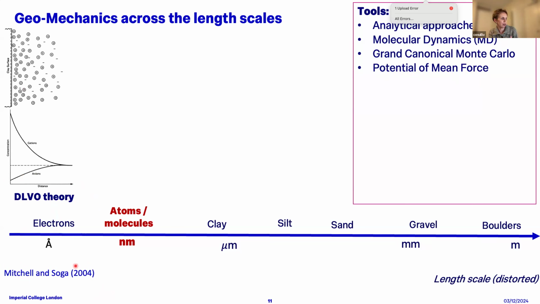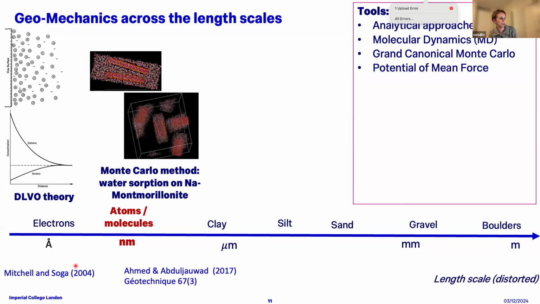But what's happened, and these techniques have been around since the late 1950s, is that in recent years we're seeing geotechnical engineers exploit Monte Carlo simulations and molecular dynamics to look at computational chemistry and its application in soil mechanics. And there's been a lot of work looking at water absorption and the interaction of water molecules with montmorillonite platelets, largely driven by the fact that we're using montmorillonite in nuclear waste depositories.